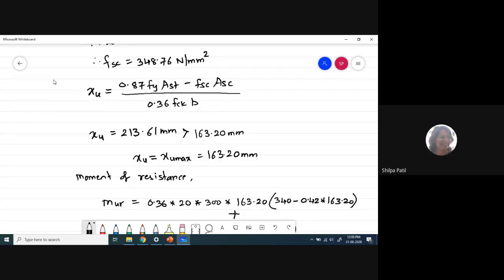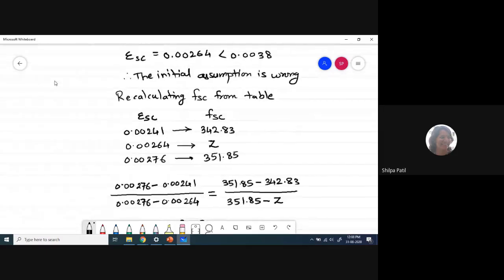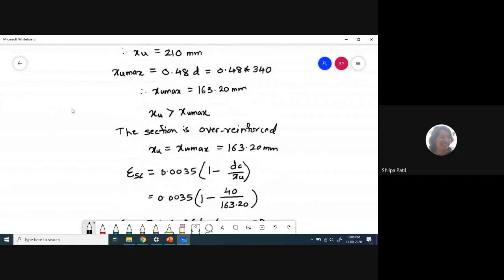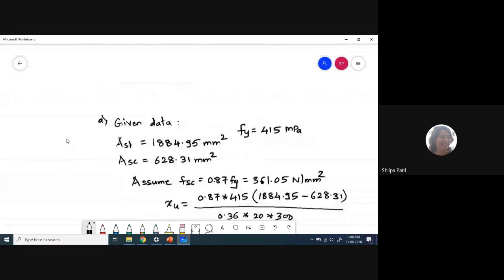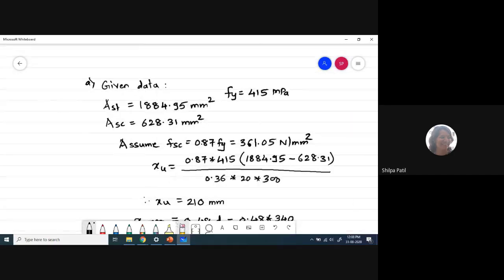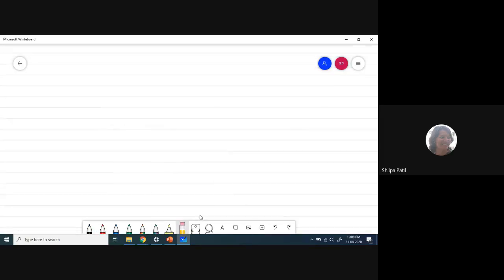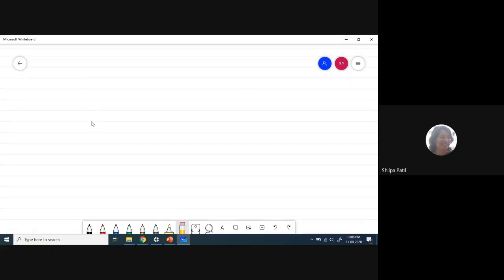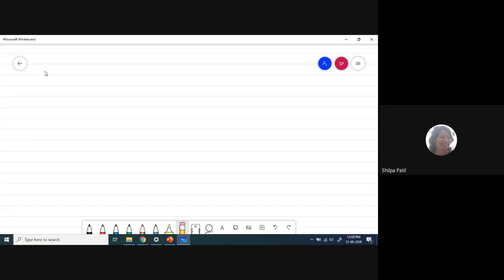Then let us come to the B part. I am slightly extending today's lecture by 10 minutes because I want to finish the second problem also. So let us solve the second problem. So tell me now the given data for the second problem.